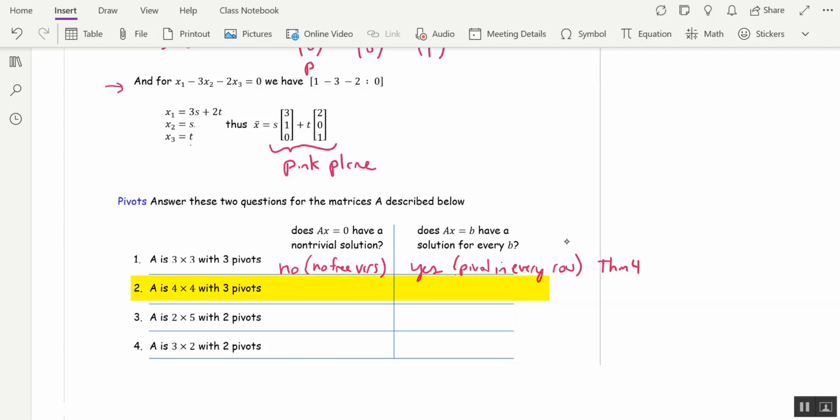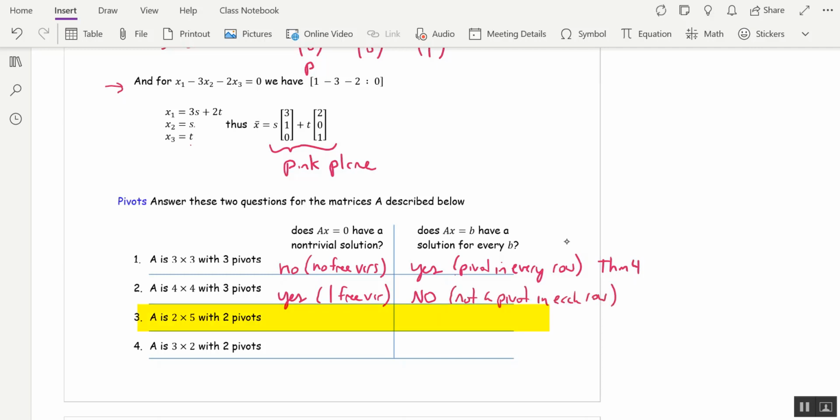Okay, A is 4 by 4 with 3 pivots. Does Ax equal 0 have a non-trivial solution? Yes, because there's going to be one free variable. You've got 3 pivots, but A is 4 by 4. There's 4 variables. One of them doesn't correspond to a pivot. So you have one free variable, okay? And then if we've got 3 pivots, does Ax equal b have a solution for each b? No, because we can't have a pivot in every row. There's 4 rows, but only 3 pivots. So not a pivot in every row.